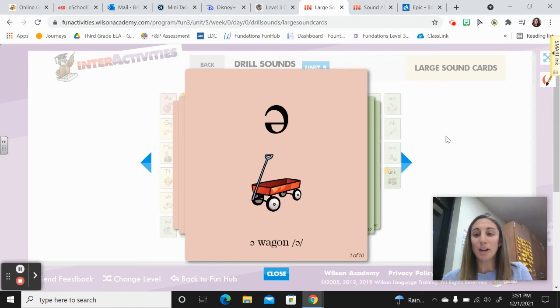Third grade. Today we're going to look at Unit 5, Week 1, Day 3. Let's get started with our drill sounds warm-up. Repeat after me. Schwa, wagon, or I.